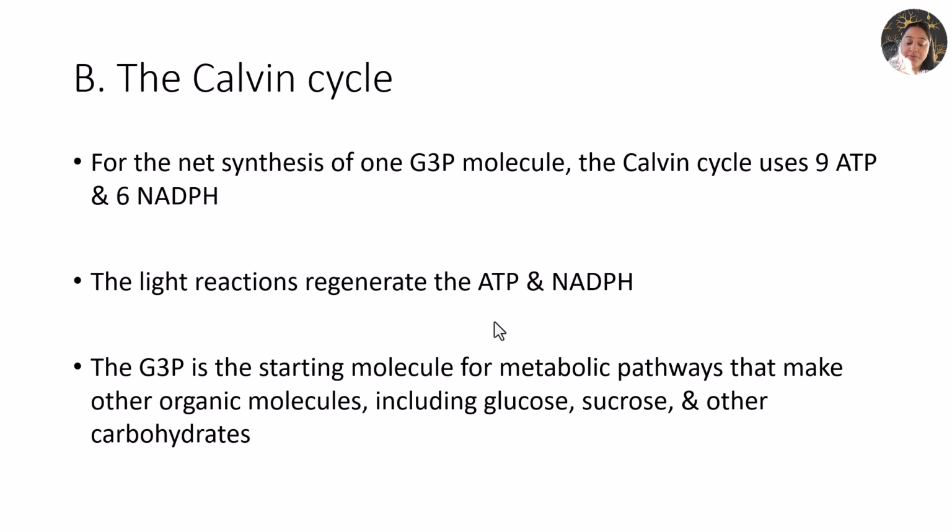And the G3P is the starting molecule for metabolic pathways that make other organic molecules, including glucose, sucrose, and other carbohydrates. So we still track it with glucose because G3P can make glucose. And then it kind of keeps it more aligned with cellular respiration.